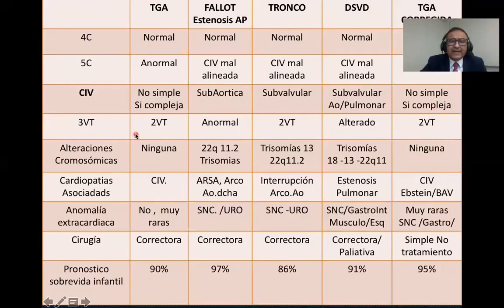The 3-vessel trachea view is altered. In transposition of the great arteries, there are only 2 vessels. In Tetralogy of Fallot, the 3-vessel trachea view is abnormal because the diameter of the pulmonary artery is reduced. In Truncus Arteriosus, there will be 2 vessels, and in double outlet right ventricle, it is also altered depending on what type of double outlet it is. And in corrected transposition, there will also be 2 vessels in the 3-vessel trachea view.